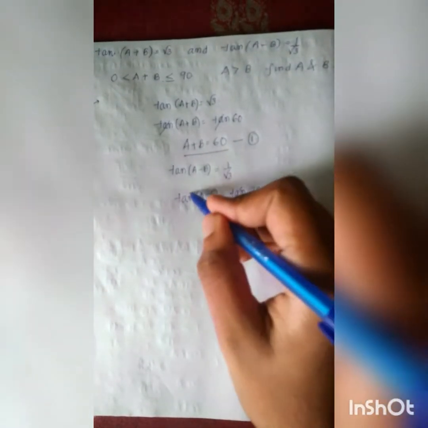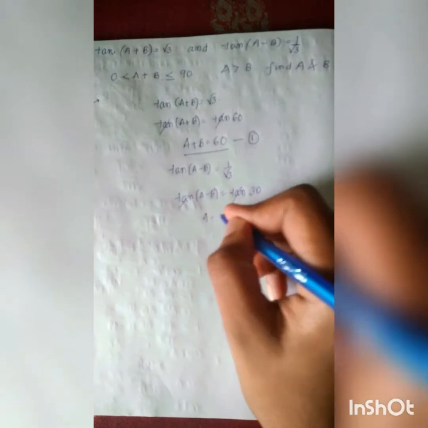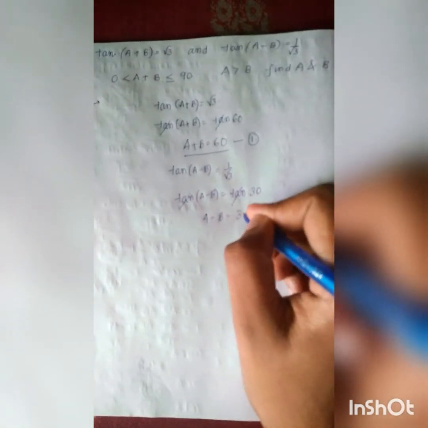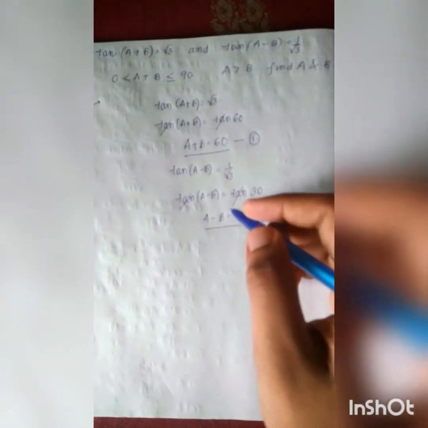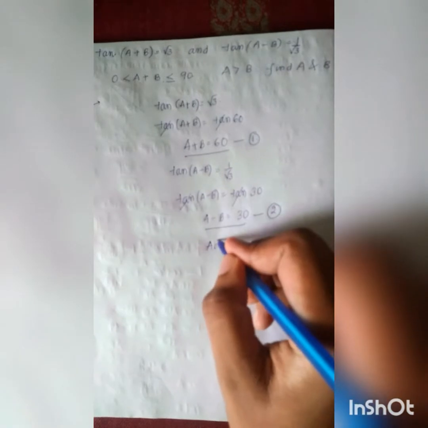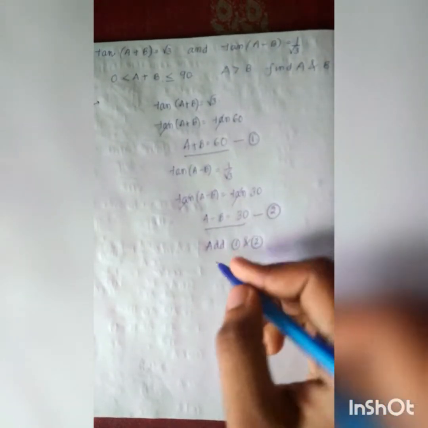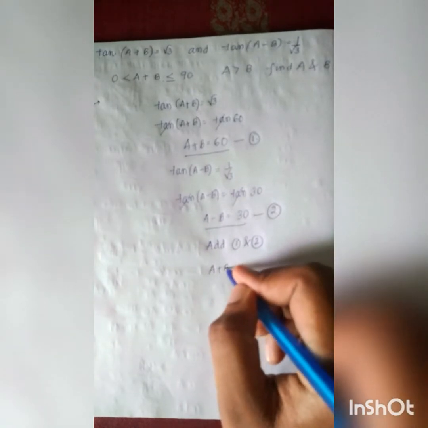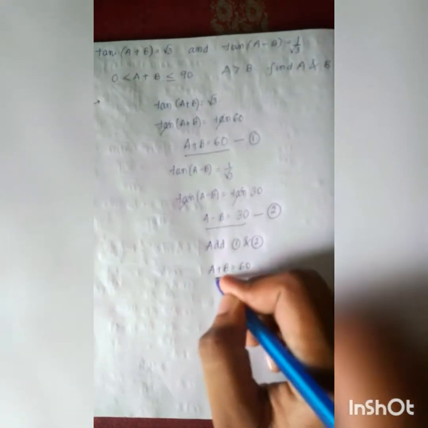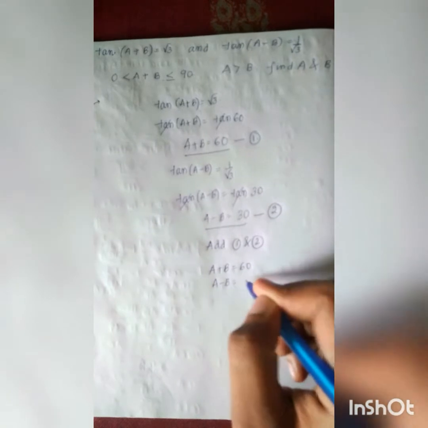So tan gets cancelled on both sides. We are left with a minus b is equal to 30. So this is equation number 2. Now to find a and b, we can add these both equations. So we need to add 1 and 2. So we will get a plus b is equal to 60 and a minus b is equal to 30.